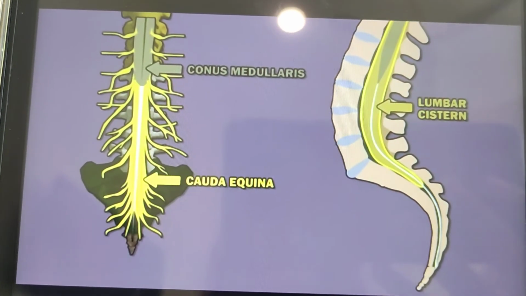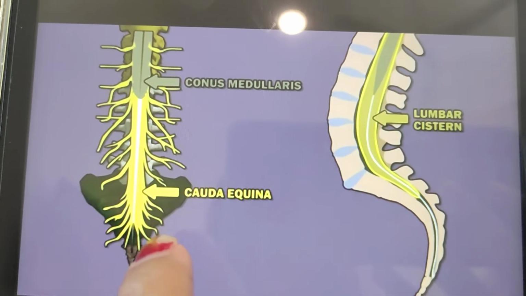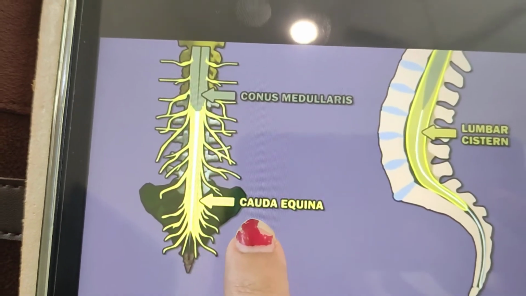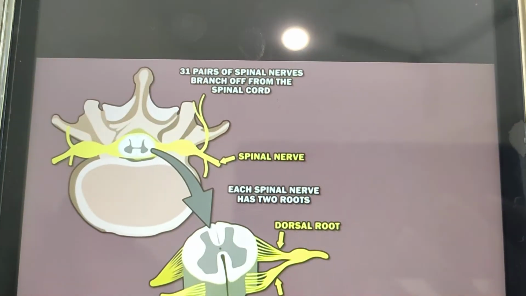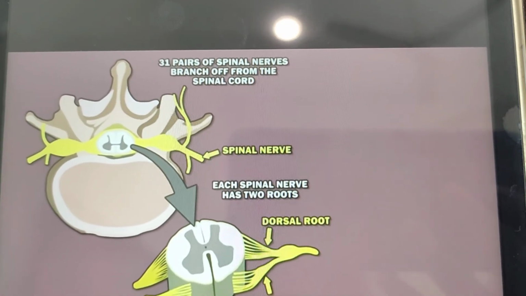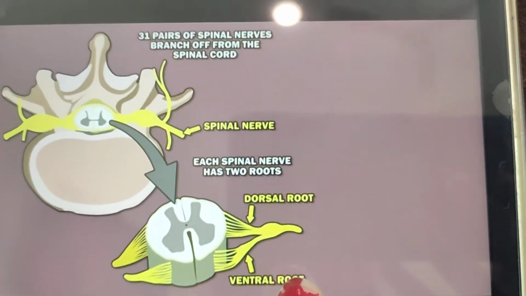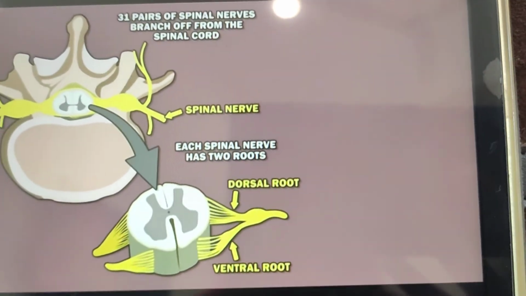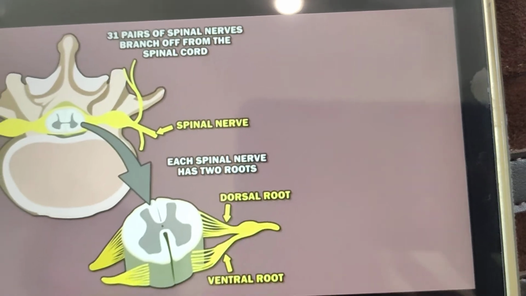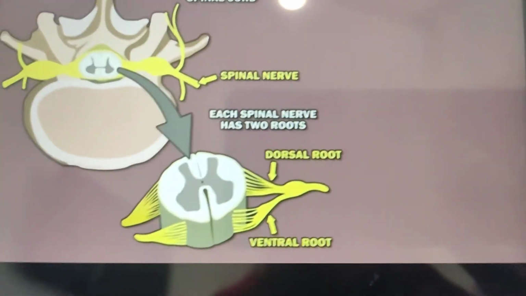That L1 and L2 level is known as the conus medullaris level, where the spinal cord ends, and then the spinal cord gives this bundle of tree-shaped branches that is known as the cauda equina. Spinal cord in total gives 31 pairs of spinal nerves. Spinal cord gives ventral branches and also dorsal branches. These spinal nerves have dorsal and ventral roots. All the ventral roots of the spinal cord form the plexus, while dorsal roots supply to the different regions.